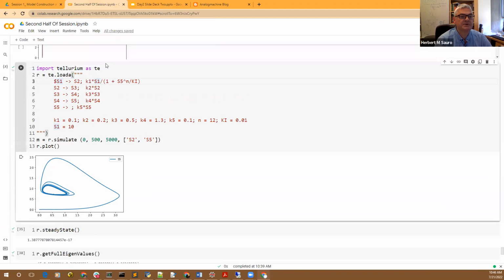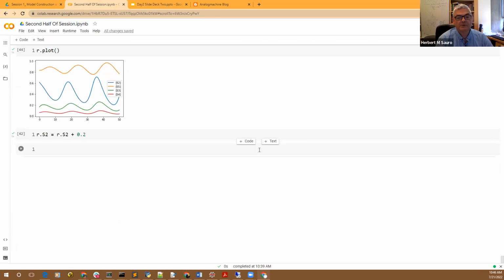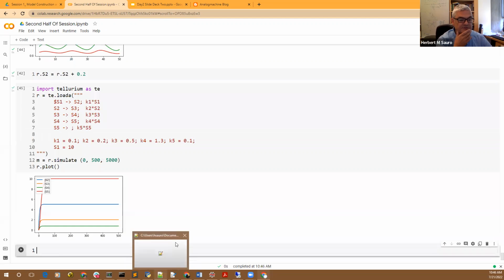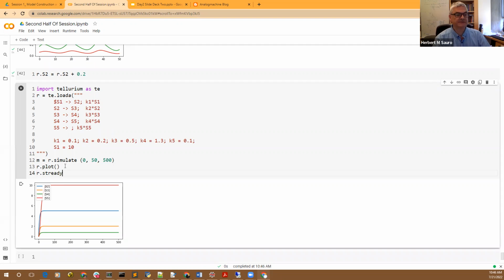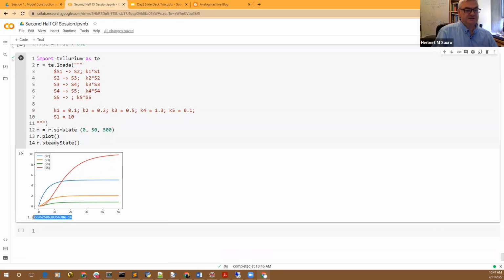Let's take this model. I'll make a copy of it, and I'll take out the negative feedback, so there's no n or ki. It's just a simple chain, and I'm not particularly interested in plotting. That's the model there. What I'm going to do is calculate the steady state. It's computed the steady state, and there's the output from the steady state, 10 to the minus 16.